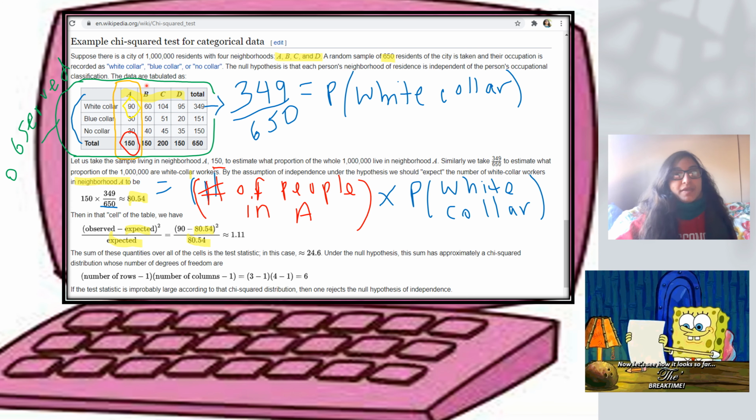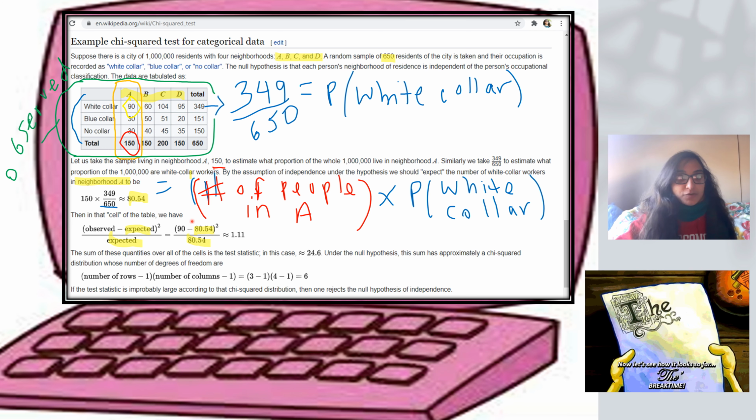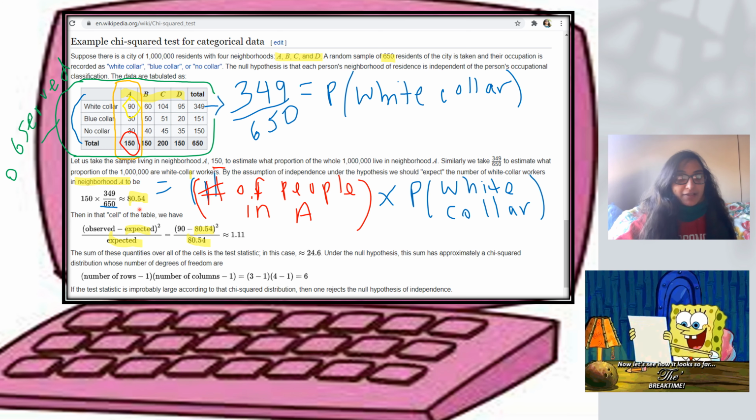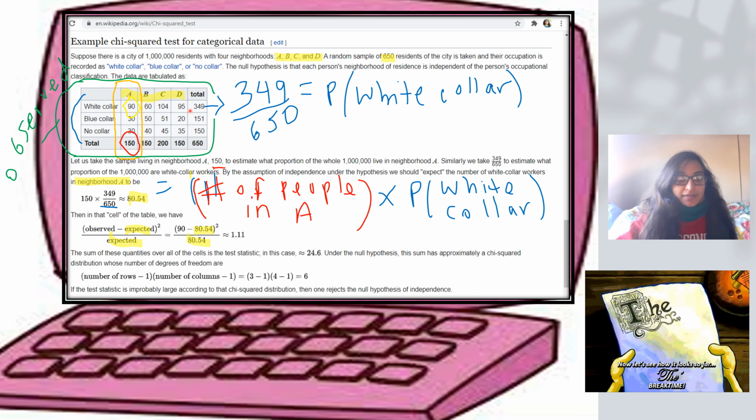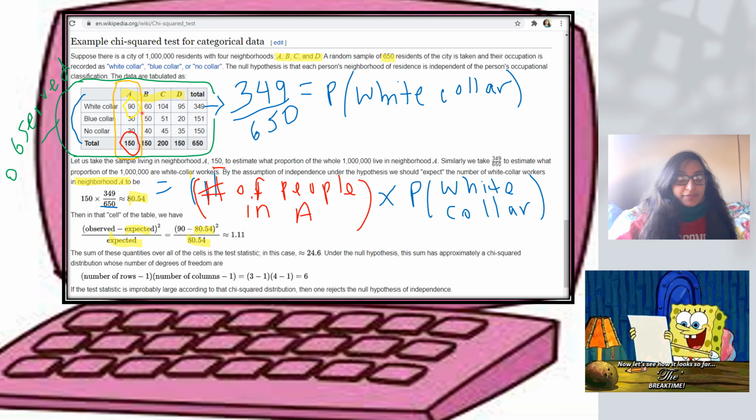For instance, for B, we also find that B and D also have 150 people. So they would also have the same expected value of 80.54 for B and for D. We would expect that given the number of people in each group and this frequency of being white collar. For instance, for A being blue collar, we would expect it to be, not 30, 150 times 151 over 650.